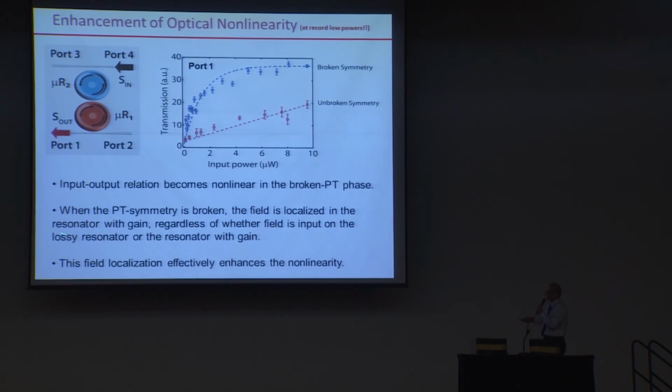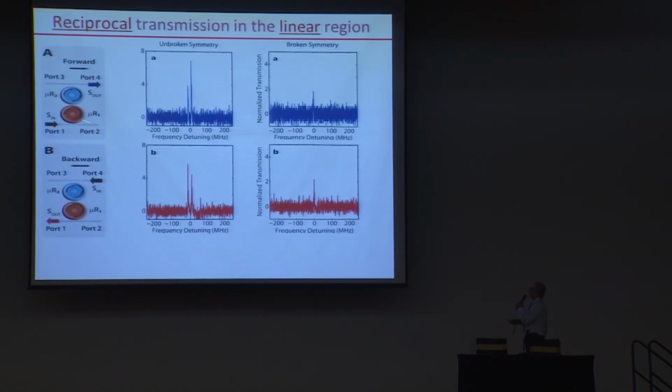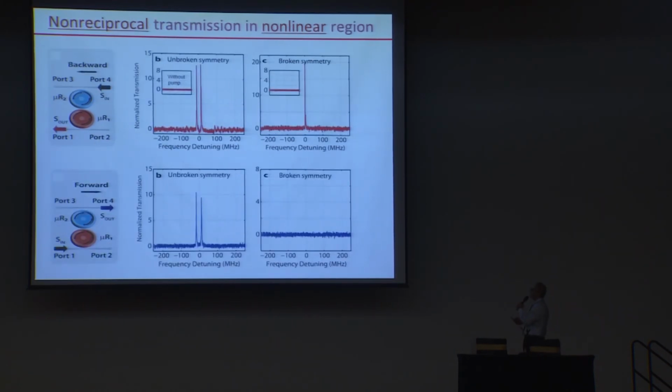So the field is localized in the resonator with gain, regardless of whether the field is input on the lossy or the other one. So in this case, there is a reciprocal transmission, the linear regime. So in this case, there is unbroken symmetry. It doesn't matter if you go forward or backwards, the results are pretty much the same. But in the nonlinear regime, there is non-reciprocal transmission. If you go backward and forward, in the forward regime, in the broken symmetry, it is completely obliterated. And without a pump, there is no signal. You need to pump it to be able to actually get the signal there.